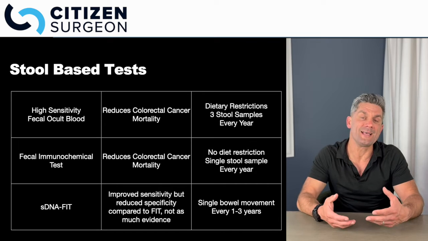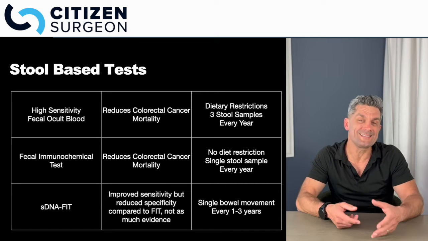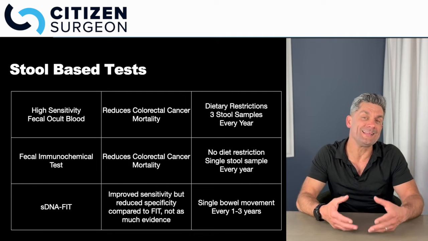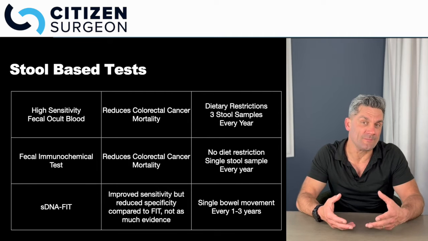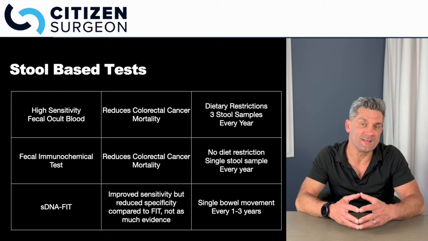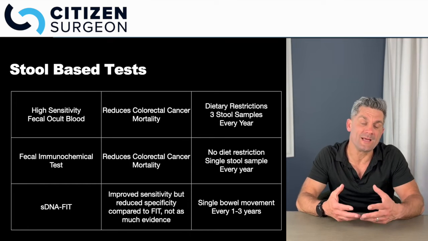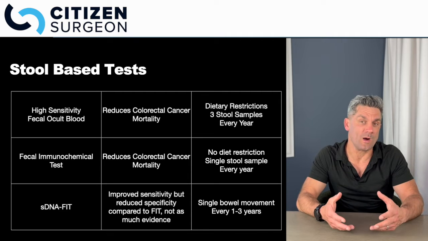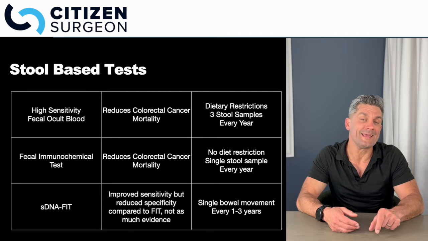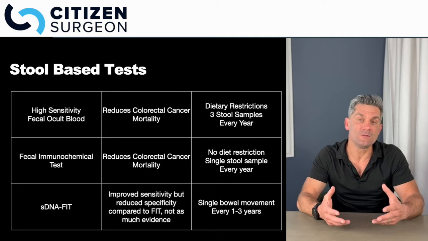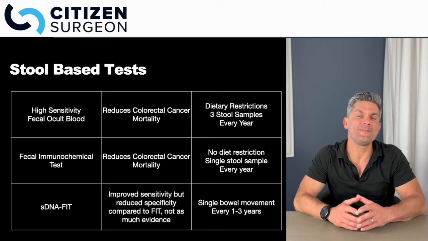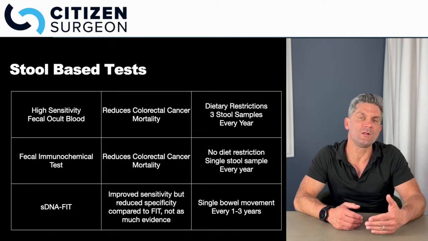Okay, and this is a test which requires 3 separate samples. It does require a change in the diet, and it needs to be done every year. If you don't change the diet, then you can have some false positives with this test, okay? But it needs to be done every year, and 3 samples are required. And that detects the presence of blood within the stool, and the blood is that signal that a colorectal cancer may be present.